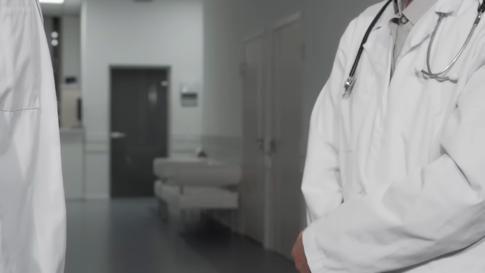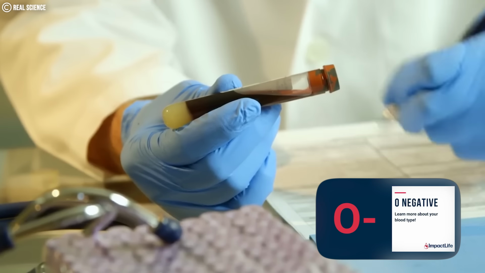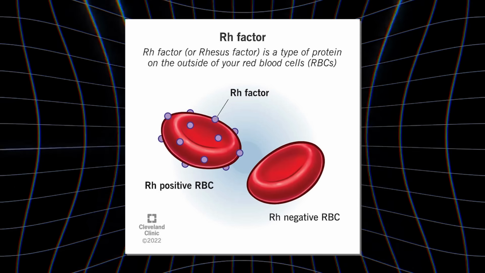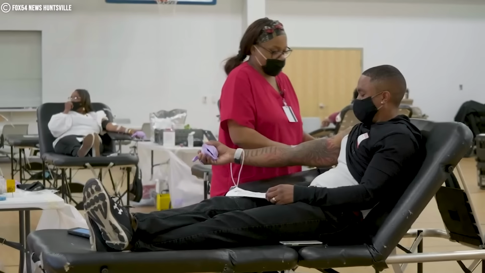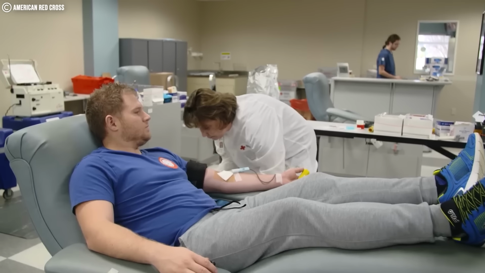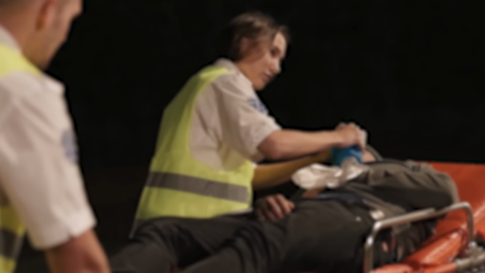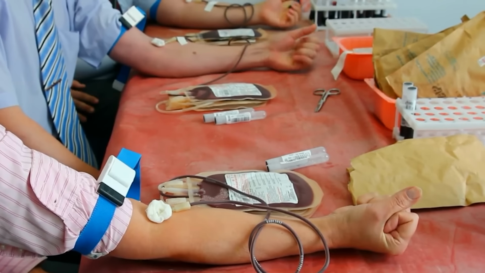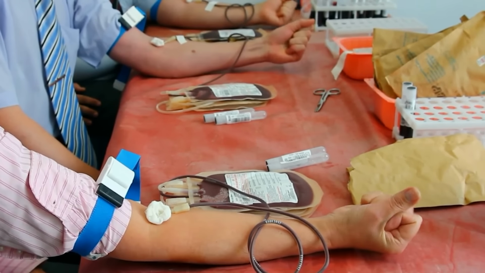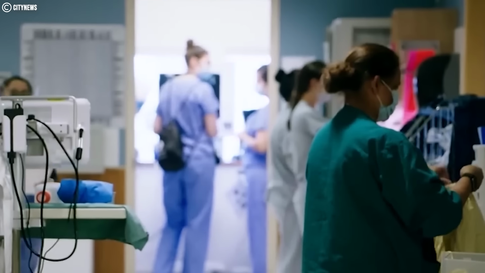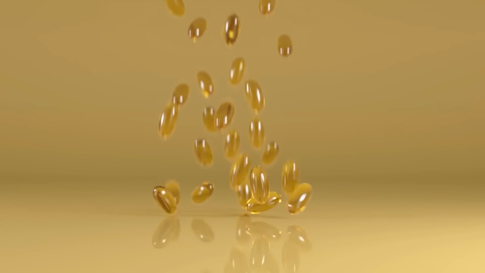First, the basics. O negative is called the universal donor because it lacks both A and B antigens and the Rh factor. That makes it the safest choice when doctors don't have time to determine a patient's blood type, say, during trauma surgery or after a car accident. A bag of O negative can go into almost anyone, buying precious time. This is why blood banks treat O negative like liquid gold.